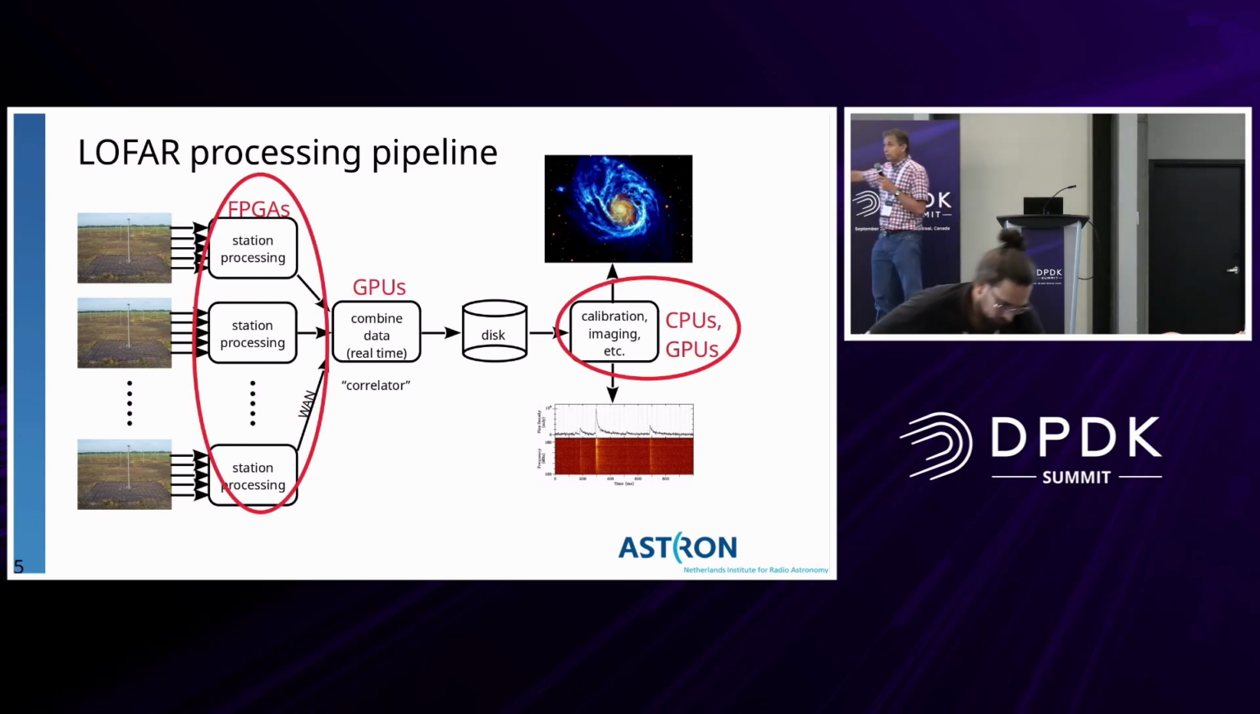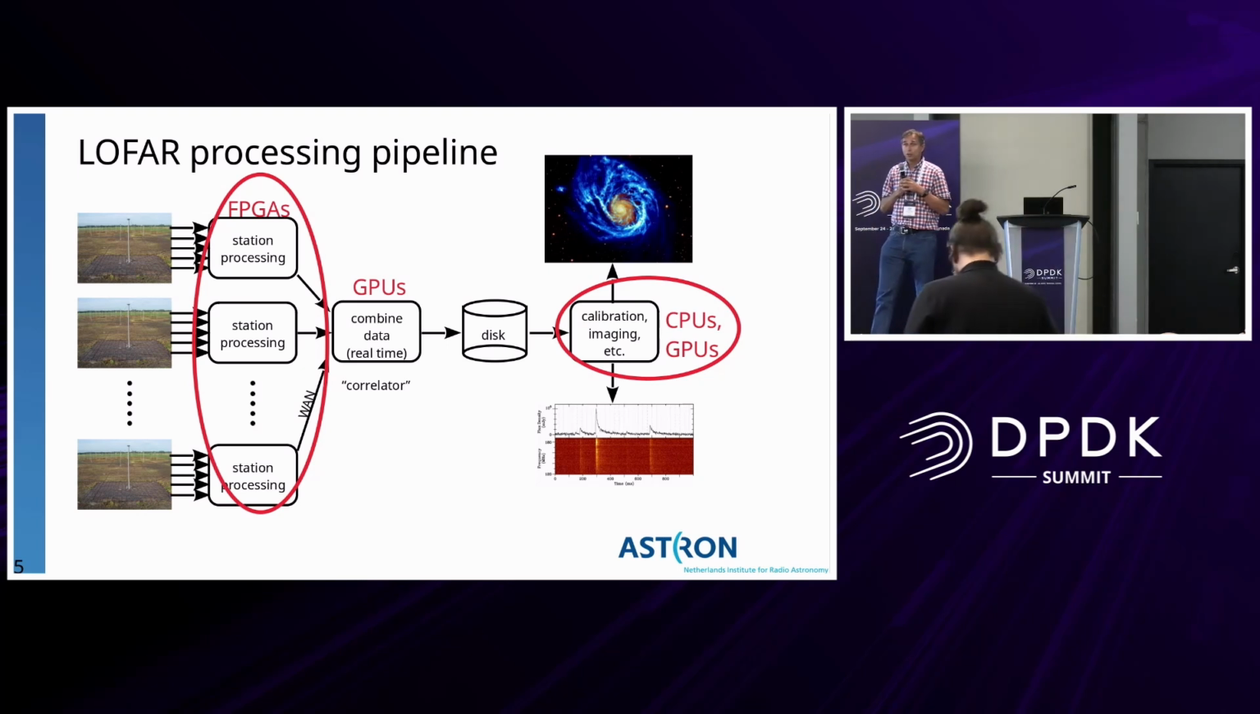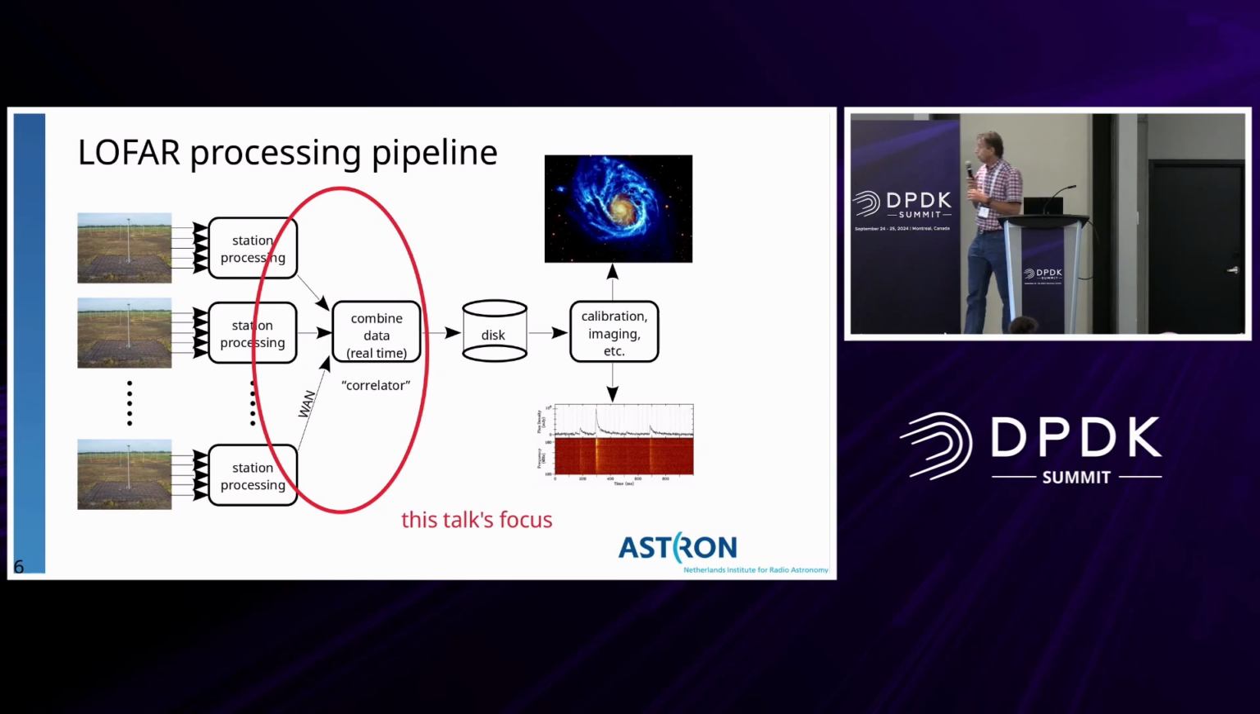So basically, every radio telescope uses FPGAs on the left. Not every radio telescope, but many use GPUs to combine the data. And on the right, it's a CPU and GPU mixture. But in this talk, I will focus on this part where the data rates are still high.